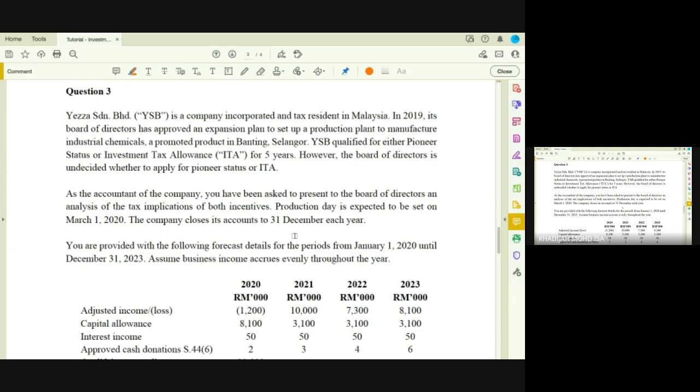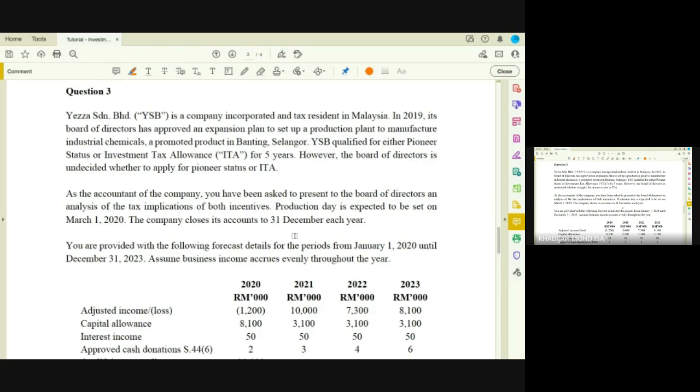All right, so we have Yeza Sdn Bhd, a company incorporated and tax resident in Malaysia. In 2019, the Board of Directors approved an expansion plan to set up a production plant to manufacture industrial chemical, a promoted product, in Banting, Selangor. Why is it important to tell you it's in Selangor? It means that the tax rate normally is 70%, as it's not in a promoted area.